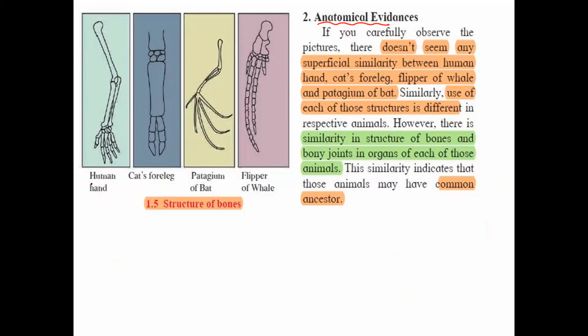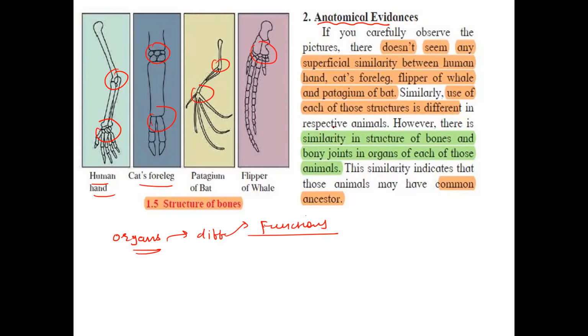So see, this is human hand, then cat's foreleg. So these all organs are different, right? They might have different functions also. They're having some differences in structure. But see here the joints. One, two, one, one, two. So there is some similarity in that. So similarity in the structure of bone.